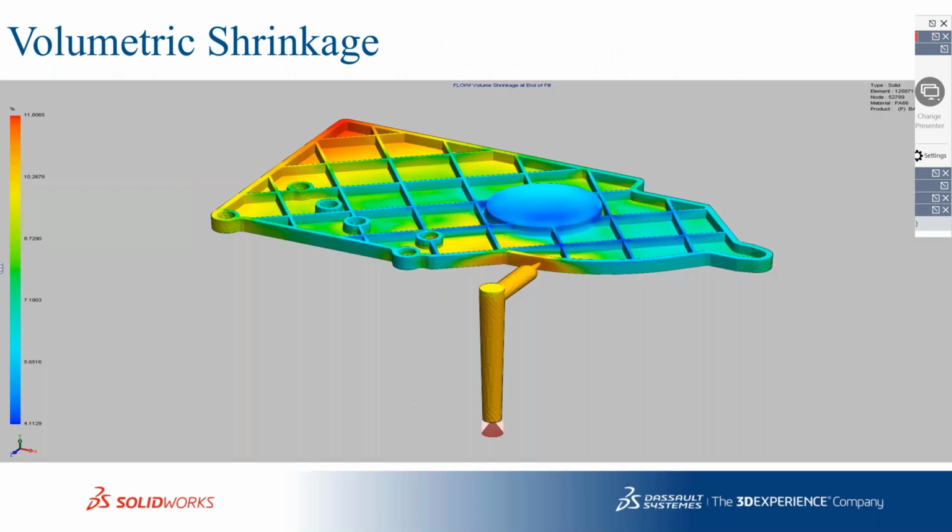And also I can see the volumetric shrinkage at the end of the fill, and it is going to help me decide what to do, whether to maintain the shrinkage, whether to alter the shrinkage of the part, or to build some jigs and fixtures later to constrain the expansion or contraction of the plastics part.